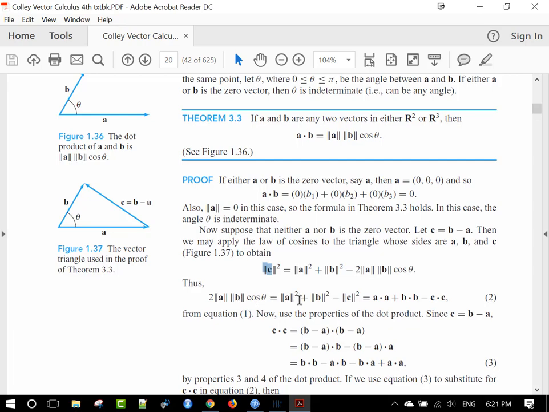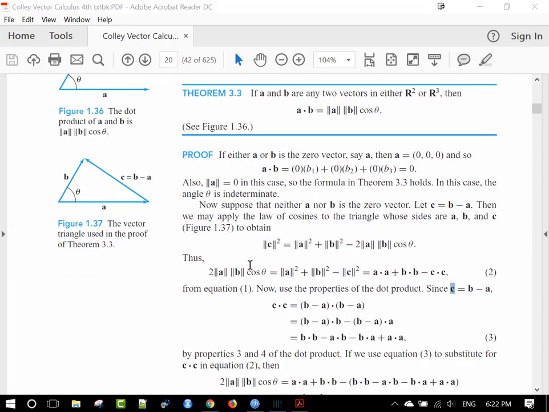We write this as A dot A, remember, and this as B dot B, and this is C dot C. We get this. Now they say since C equals B minus A, C dot C equals that. And then this is some of those properties that we had about dot products, that you can split them up and distribute them and so on. So you get this for C dot C. And they mention that that comes from properties 3 and 4 of dot products.